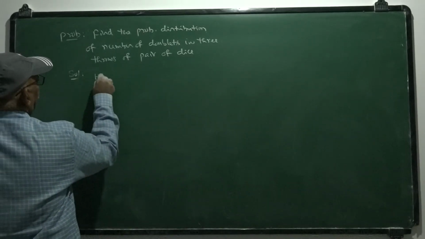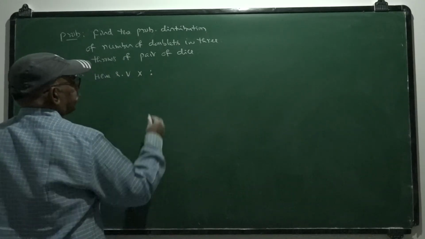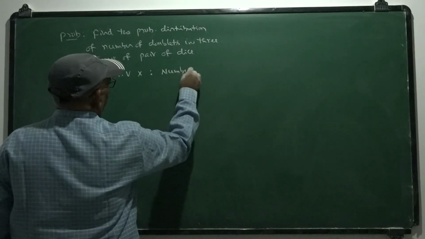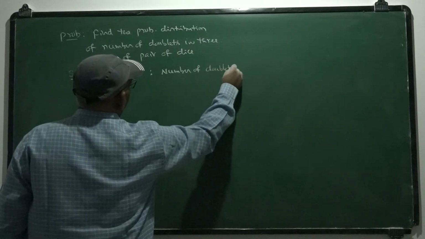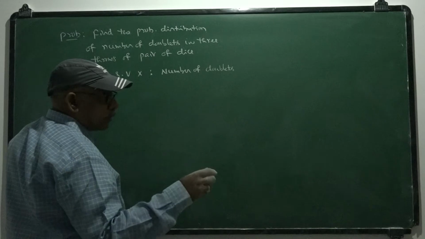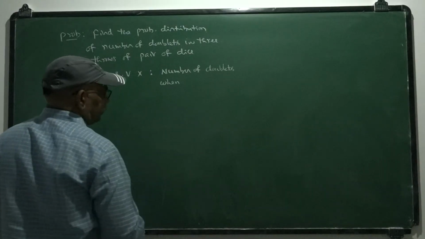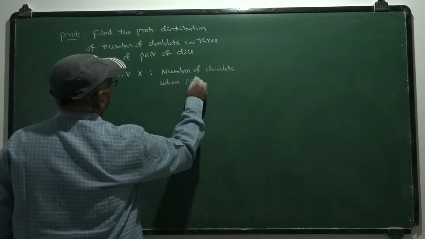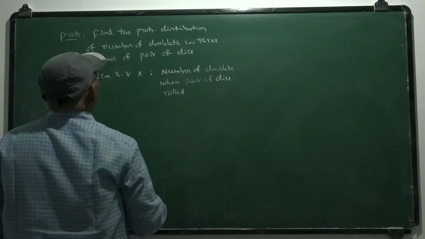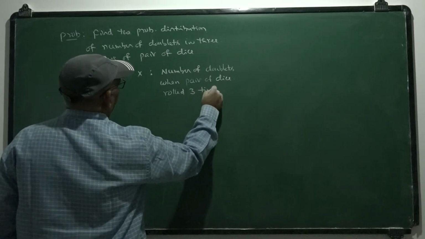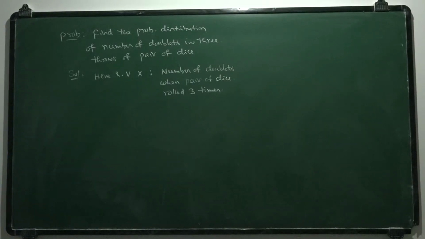Here a variable x is defined as the number of doublets. A doublet means the same number appears on the rolled dice, when a pair of dice is rolled 3 times.